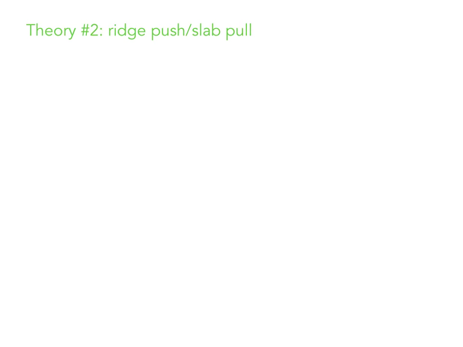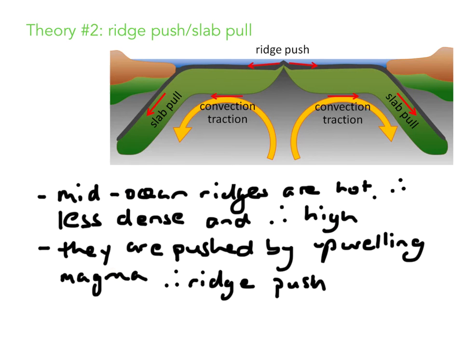Summary. Theory number two, ridge push, slab pull. One side of the coin, the mid-ocean ridges are hot, therefore they're less dense, and therefore they are higher. They are pushed by upwelling magma, therefore this section here is called ridge push.